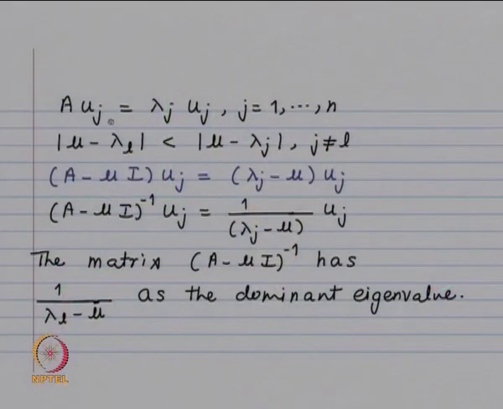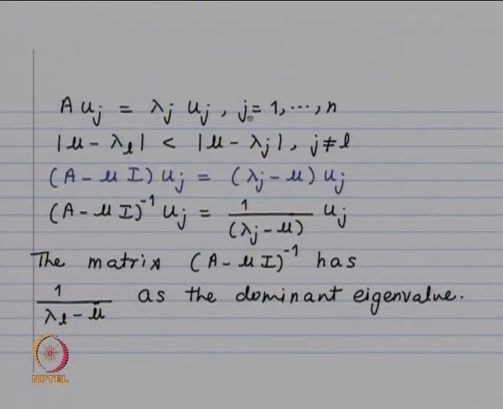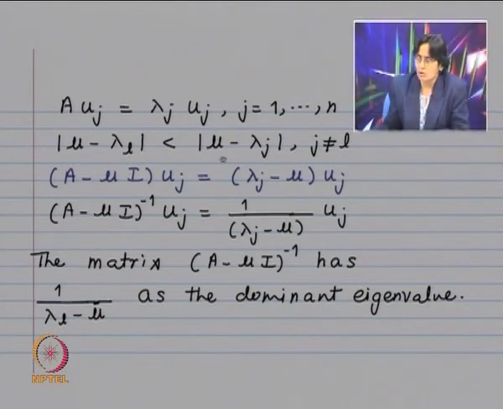So, the starting point of our inverse power method is that you are given mu, an approximation to the lth eigenvalue, and our aim is to find an approximation to an eigenvector corresponding to this lth eigenvalue lambda l. So, we have A u j is equal to lambda j u j, j is equal to 1 up to n, mu being an approximation to lambda l, modulus of mu minus lambda l is less than modulus of mu minus lambda j, j not equal to l.